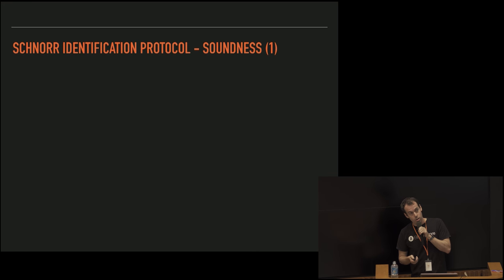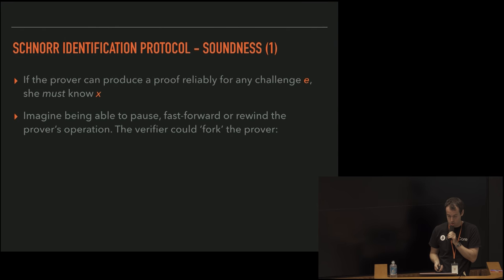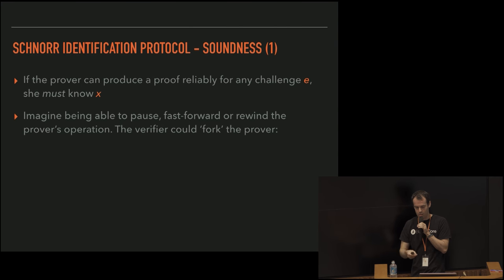And the final property of a zero knowledge proof is soundness. And that is, if I am able to produce a proof, then I must know X. So if the prover can produce a proof reliably for any challenge E, then she must know X. Okay, so how do I demonstrate that the Schnorr identity protocol has soundness?